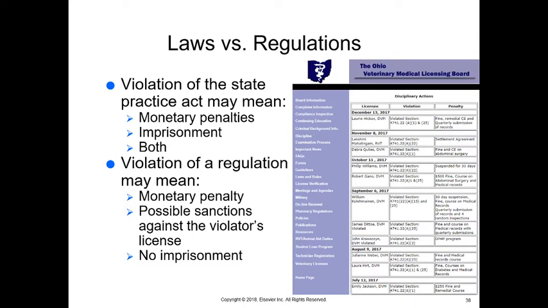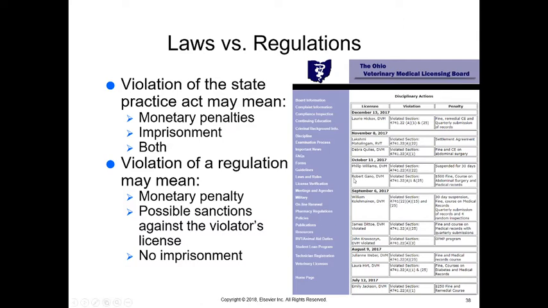So if you violate a regulation of the OVMLB, they can give you a slap on the hand, they can give you a monetary penalty, but they cannot imprison you. So that's the difference between the law, which is enacted, and the regulation, which is promulgated.